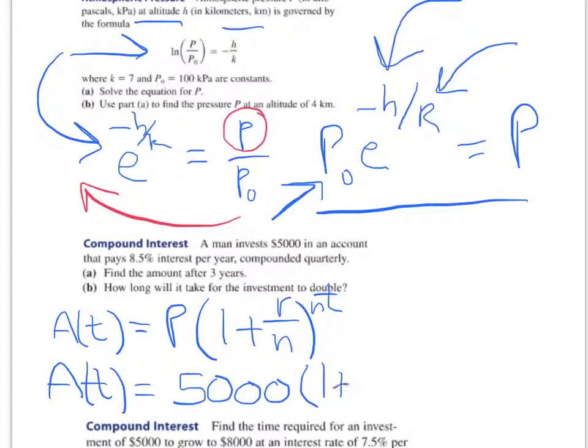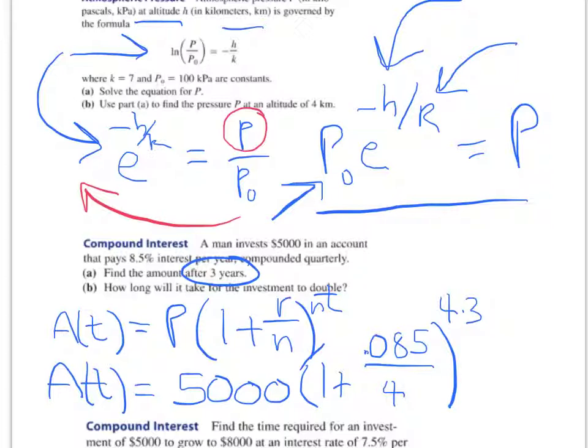times 1 plus R, the interest rate is 8.5%, which is 0.085 yearly interest rate, and we're compounding quarterly, and there are 4 quarters in a year, so that's divided by 4, to the power n times t. And again, n is 4, and we want to find the amount after 3 years, so t is 3. So n is 4, and t is 3, so 4 times 3 is 12. So you just have to enter this into your calculator to find the amount after 3 years. This is just like a problem we've done before, so I'm not going to work this one out all the way for you. You can do this one on your own.